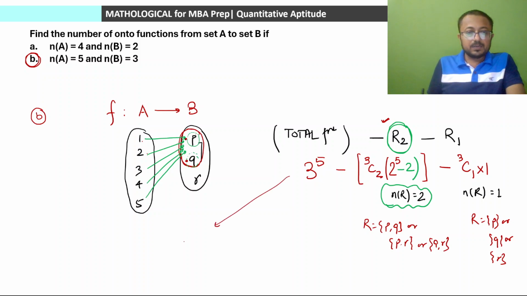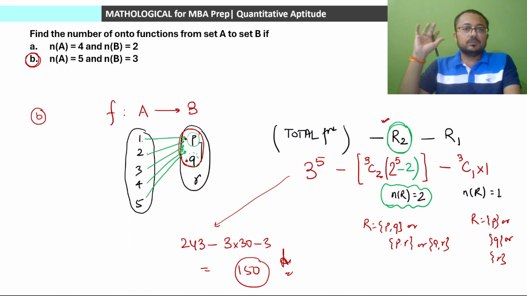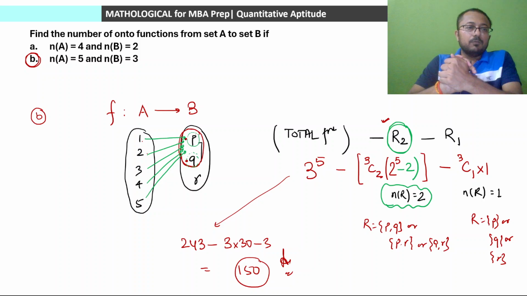How much does 3 to the power 5 come to? 243, minus 3C2, that is 3, into 32 minus 2, so 3 into 30, minus 3. So 243 minus 93, that is 150, will be the total number of such functions. Our answer will be 150. Is this clear? The answer in this case will be equal to 150. Are you able to appreciate this point? Is this clear? Okay. Is this clear? And if that is understood, then let us move on to the next question.